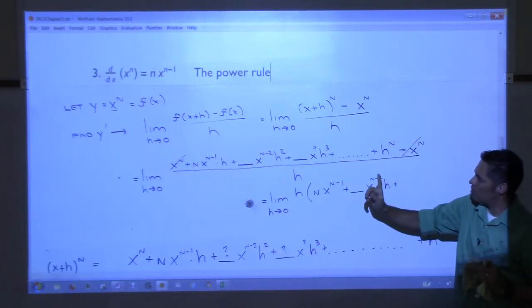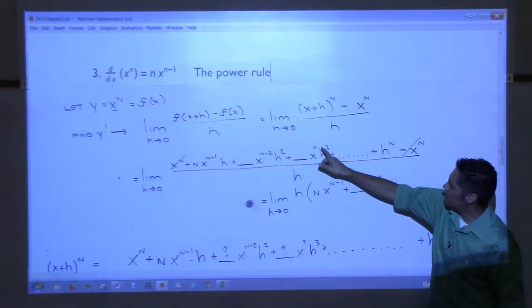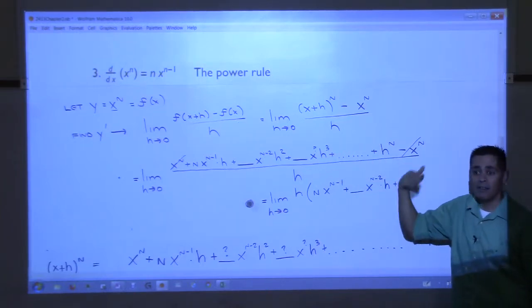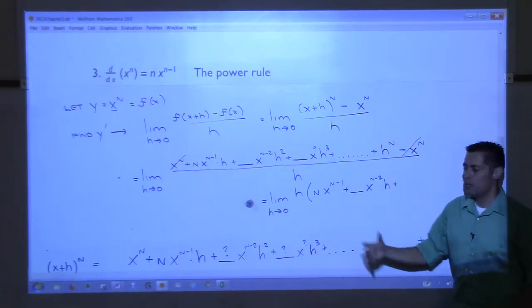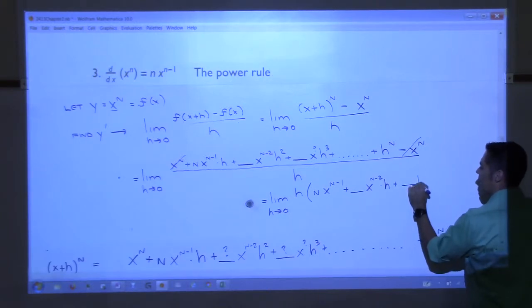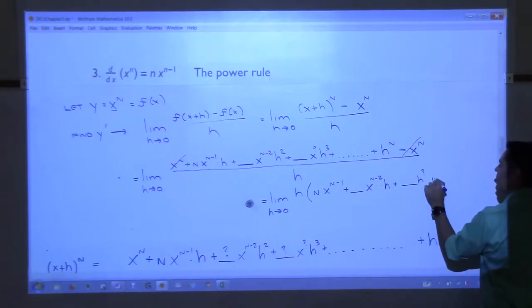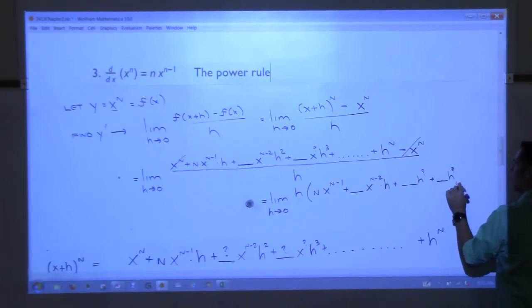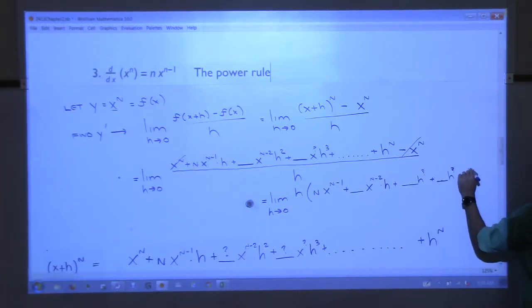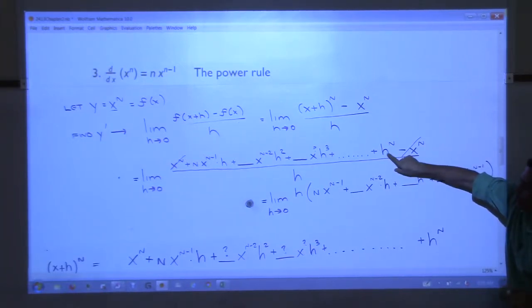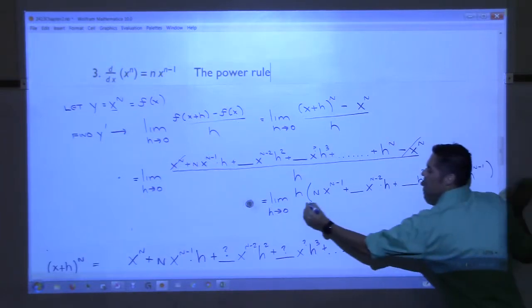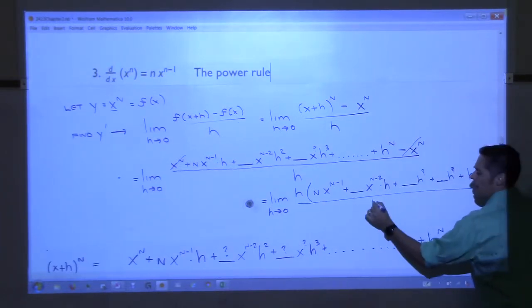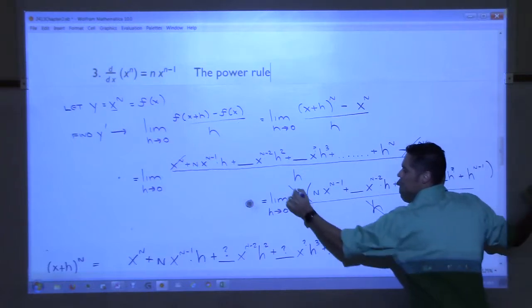Okay, this is the most critical part. The rest of these, as I start pulling h's out, I still have h's there, don't I? So the next term is going to have h to some power in it, plus the next one is going to have h to some power in it. And then at the very end, I have h to the n minus 1. That was this guy right here. I pulled one h away. All of this over h. These h's cancel.